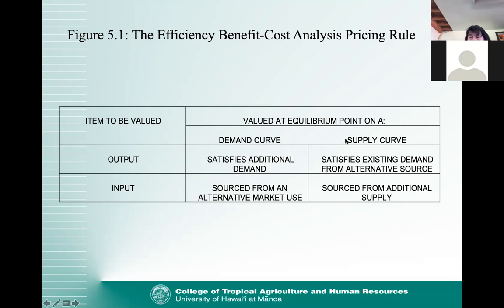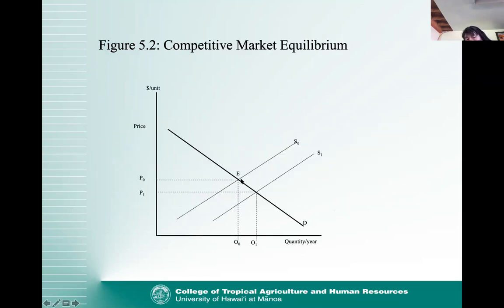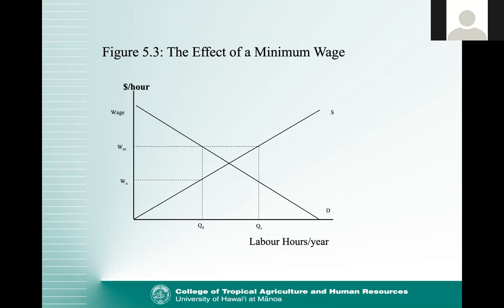So an additional supply, valuing the output, satisfies additional demand from an alternative source. Here's what I'm thinking. We don't have additional demand. We just basically attract supply from somewhere else. We get a new supply curve and we end up here. So that's really what we're talking about with a competitive market. That's what it looks like. You get an additional supply, it comes in, and you get that new price. So let's go to the next one.